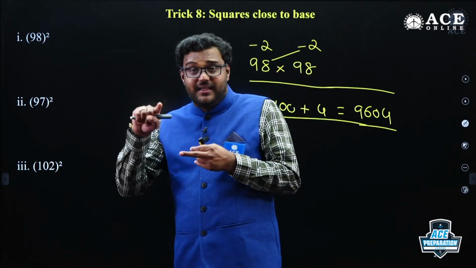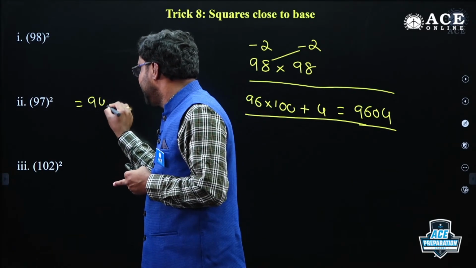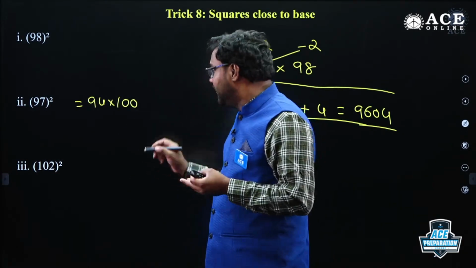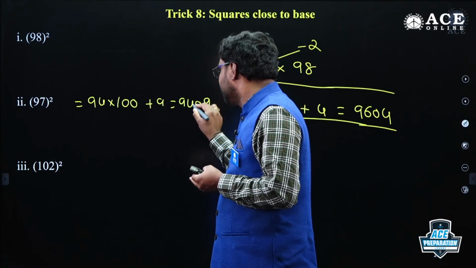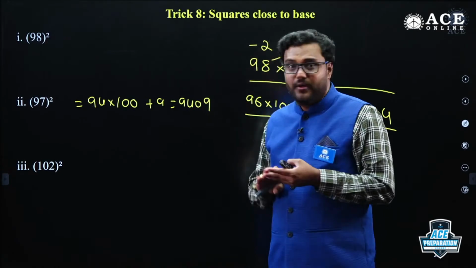97 square, 3 short. 97 minus 3 is 94. 94 into 100, and both are 3 short of 100. So 3 into 3, 9 we will get. This is 9,409. Let's check it out. Okay, you got 9,409 here.